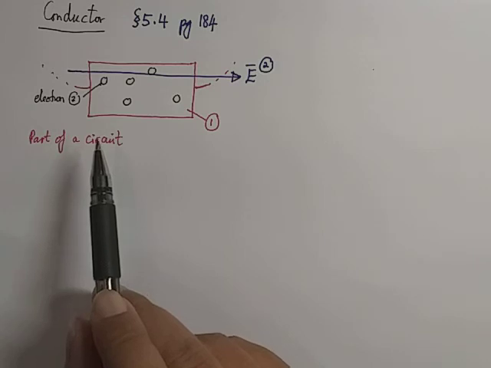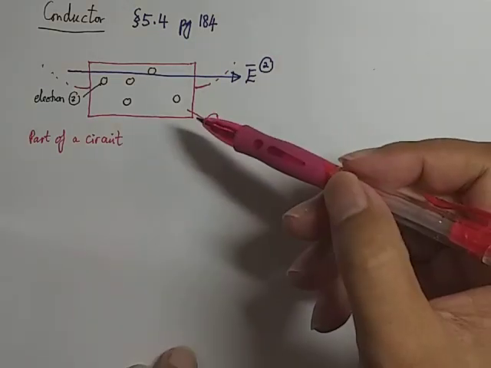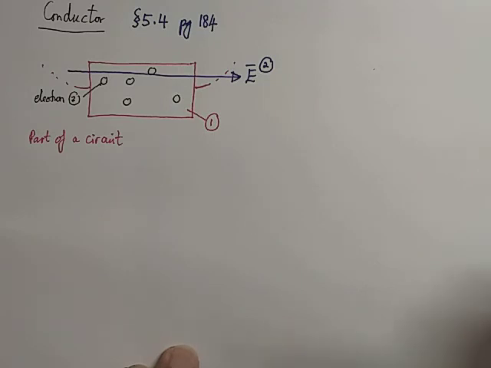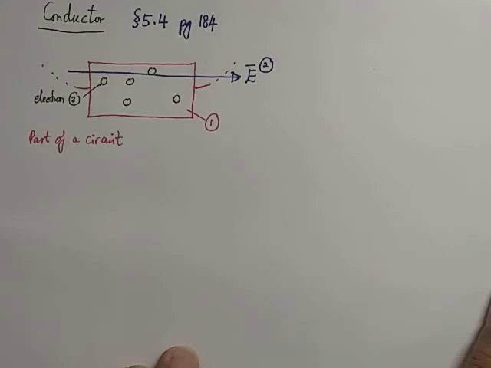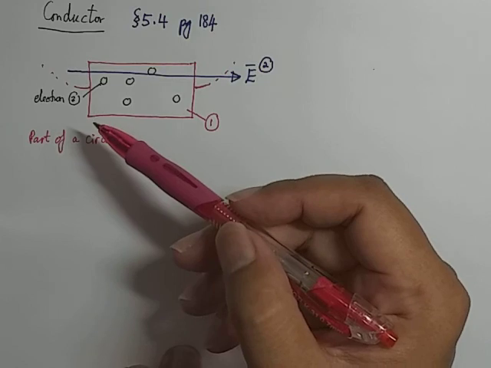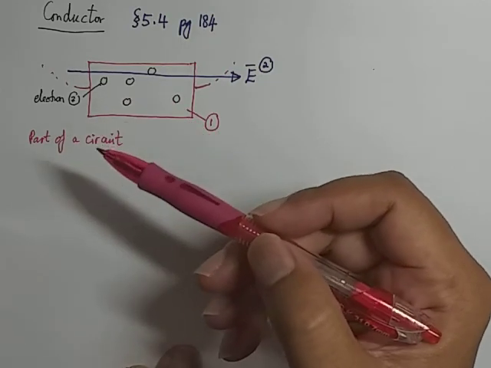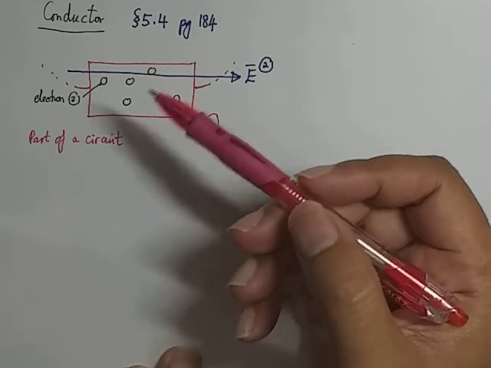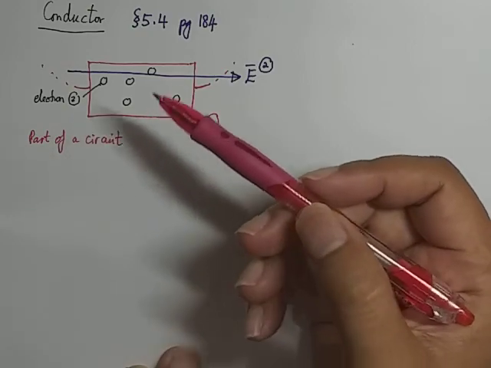Then we need to ask ourselves, what happens to this electron when an electric field is introduced to it? Because electron is actually a charge, but the magnitude of the charge is in the negative form. So therefore it is still a charge. And we know that when a charge is introduced to an electric field, there's going to be a force created, and the force will cause that charge to move.